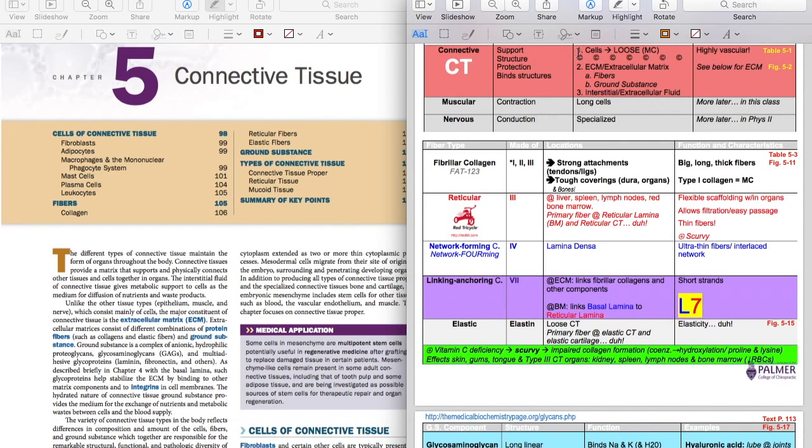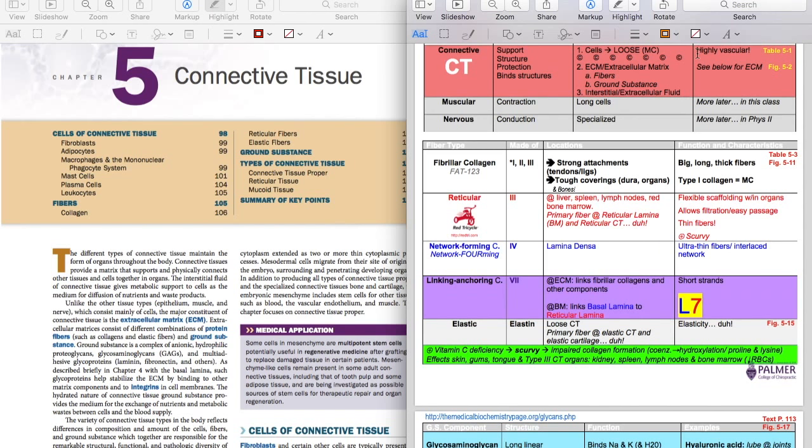A quick review of connective tissue. The cells are loosely dispersed within the tissue. Between the cells, we have the extracellular matrix. The extracellular matrix is composed of various fibers and this gelatinous goo medium called ground substance. We'll cover these two things in detail going forward. And lastly, talk a little bit about interstitial or extracellular fluid.